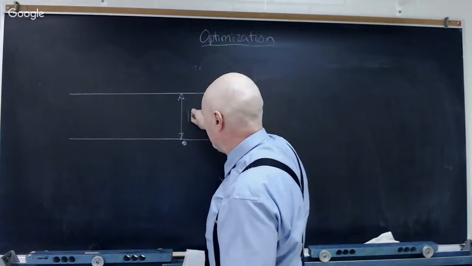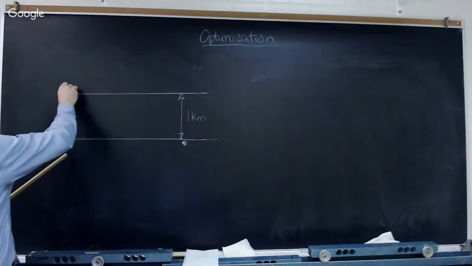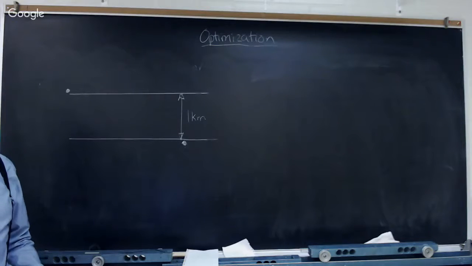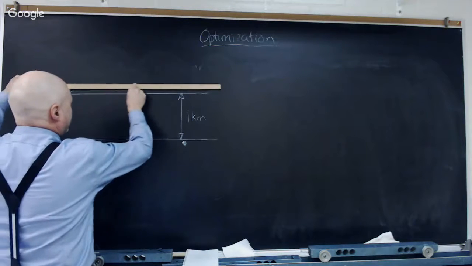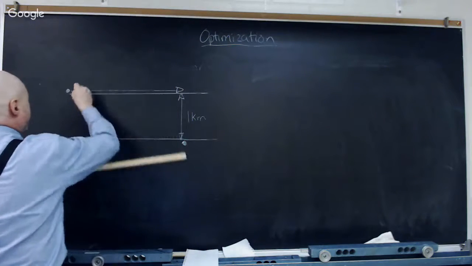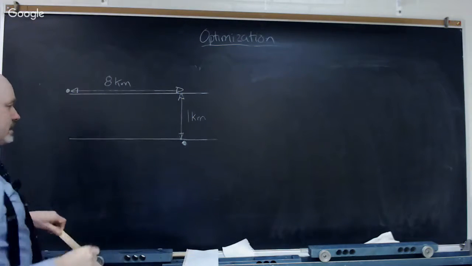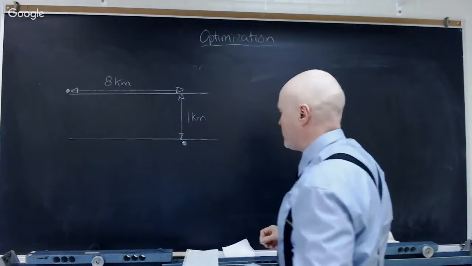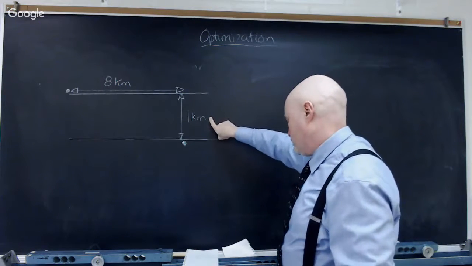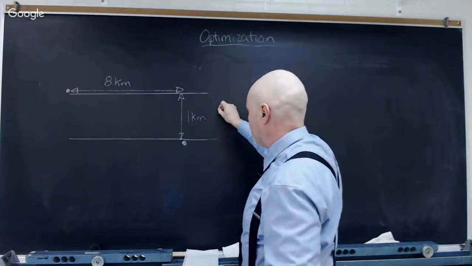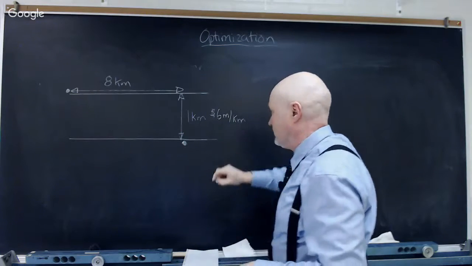The river is 1 kilometer wide. And we want to pipe our natural gas down here to a power plant. And the power plant is 8 kilometers from the perpendicular distance across that river. Okay. The pipe that we put underwater, it's going to be a little bit more expensive. It's going to be $6 million per kilometer.